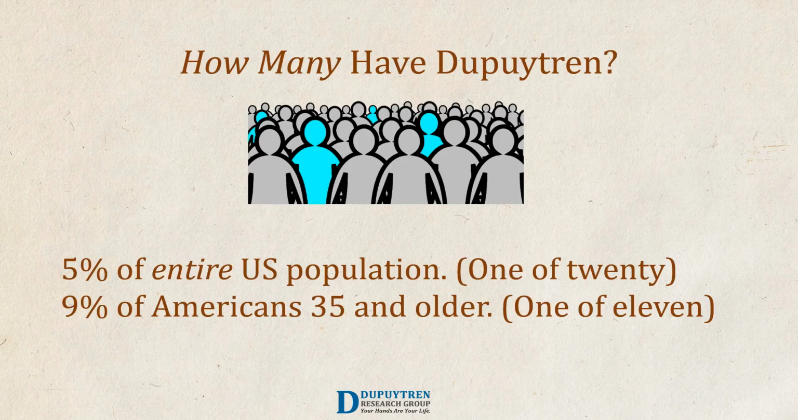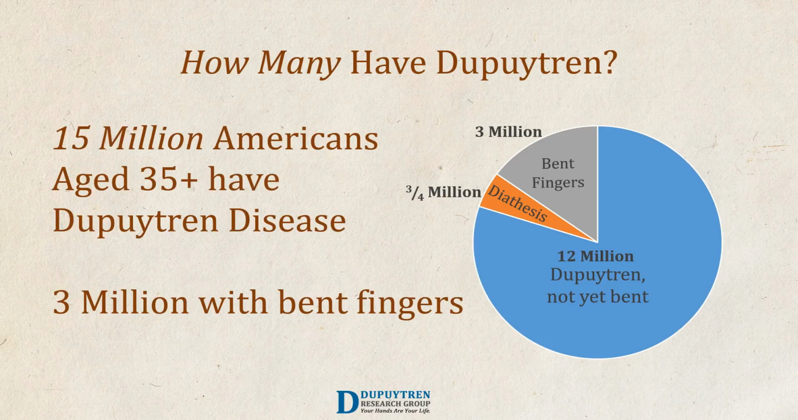It is as common as 5% of the entire U.S. population. That's 1 out of 20 Americans. And if you look at the at-risk demographic of people 35 and older, it goes up to about 9% of that population. That's in the same ballpark as the percentage of Americans with diabetes in that age range. Crunching these numbers across the entire U.S. population, it comes out to about 15 million Americans in the at-risk age group of 35 and older have some evidence of Dupuytren disease. Most of this group does not have bent fingers.